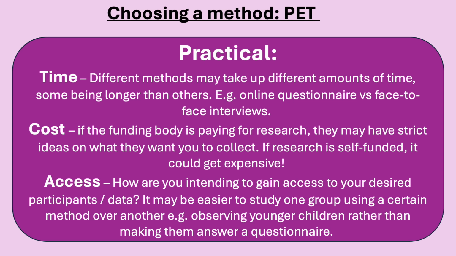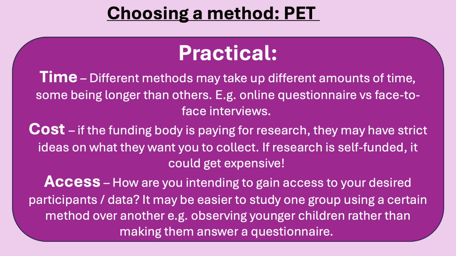When choosing a method in sociology, we can take a PET approach, so the P for that stands for practical, and we can break that down into time, cost, and access. So time looks at different methods may take up different amounts of time, some being longer than others. So for example, online questionnaires versus face-to-face interviews. Online questionnaires are much quicker.